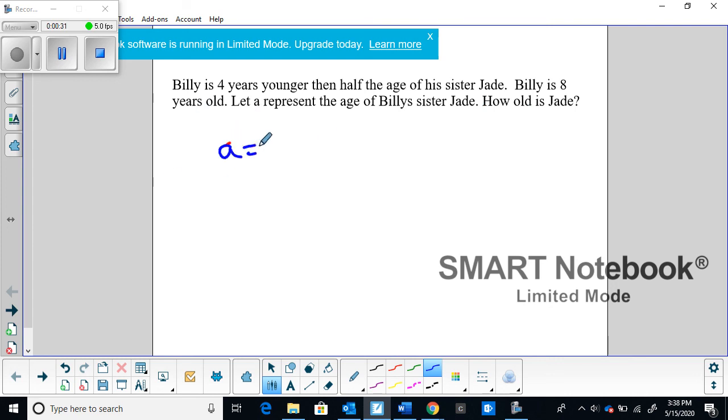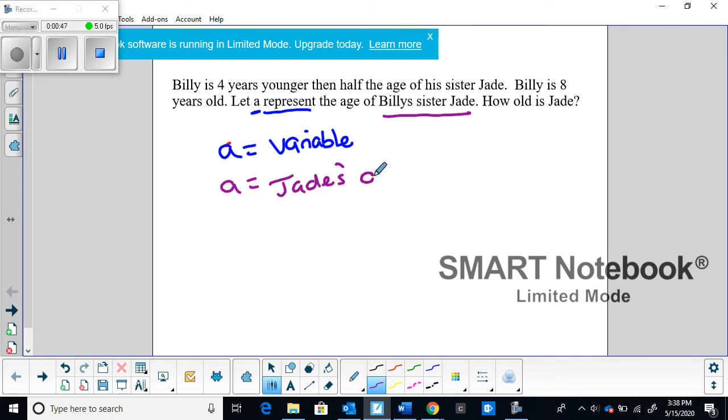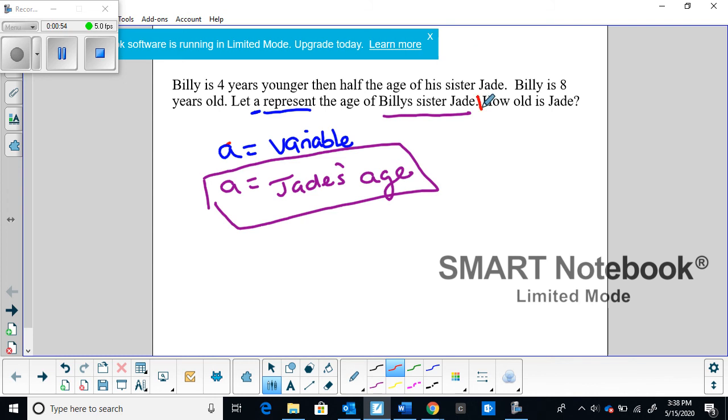So first of all, let's identify our variable. They told us what to let A represent, and A represents the age of Billy's sister Jade. So Jade's age. That's what our variable represents. And the question asks, how old is Jade? So if we find what A is, because right now we don't know, we're going to figure out Jade's age, and we're going to solve the question.